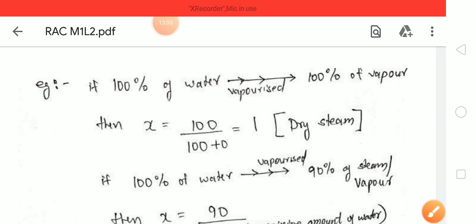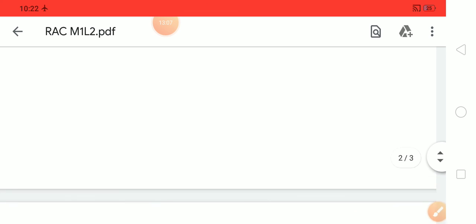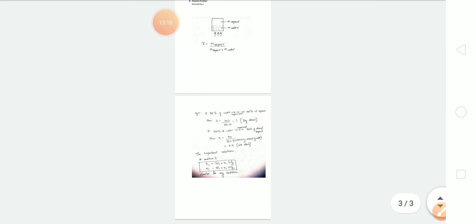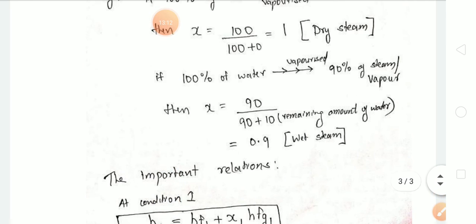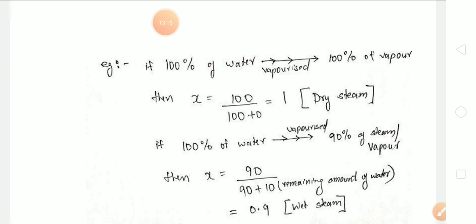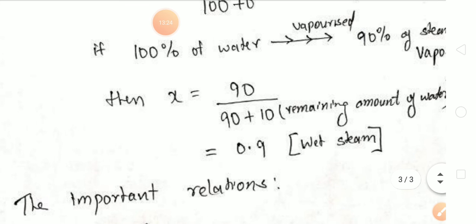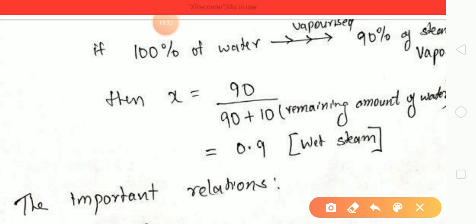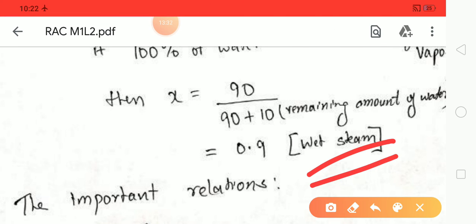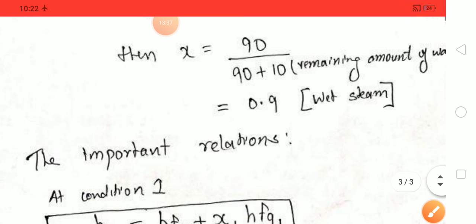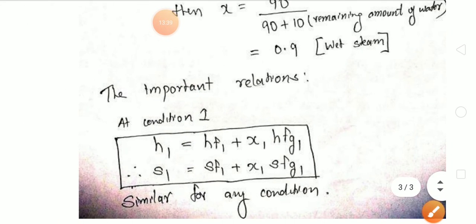Now consider another condition. See, initially we had 100 liters of water, and 90 percent or 90 liters of water is transformed into steam. So remaining water is 10. So we can just substitute it as 90 liters divided by 90 plus 10. So that is 90 by 100, that is 0.9. So it is called wet steam. If the x value is less than 1, then it is called wet steam. If x is equal to 1, then it is dry steam.